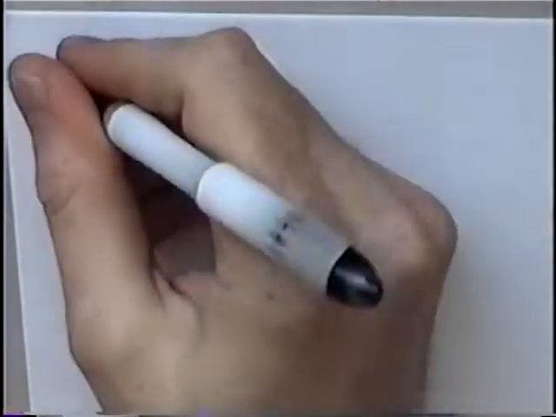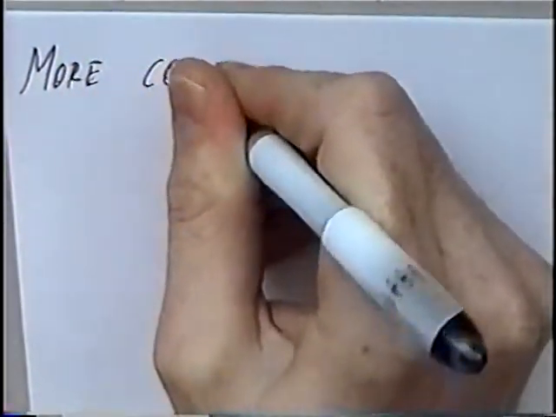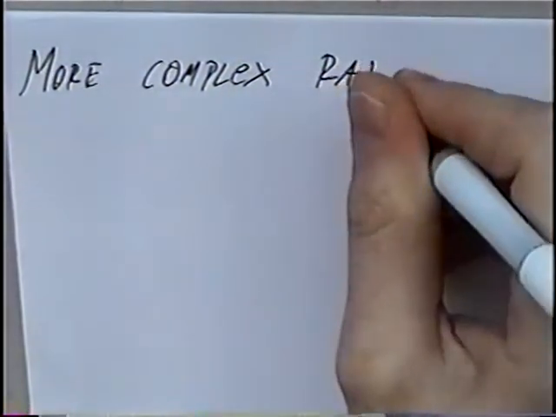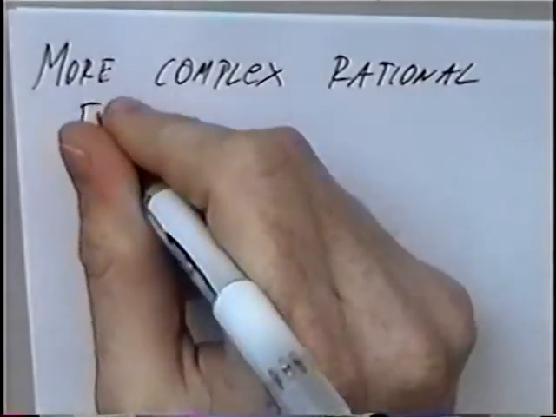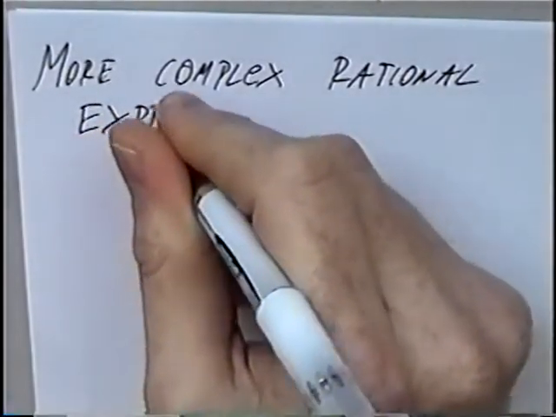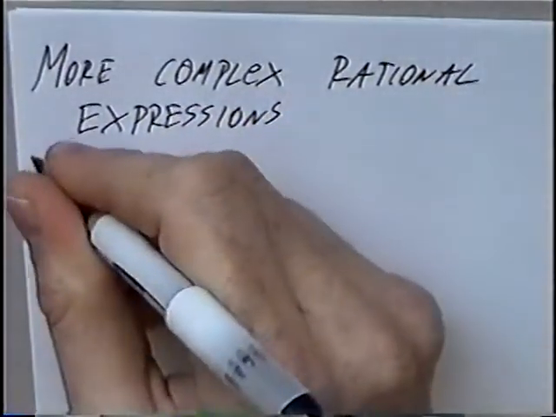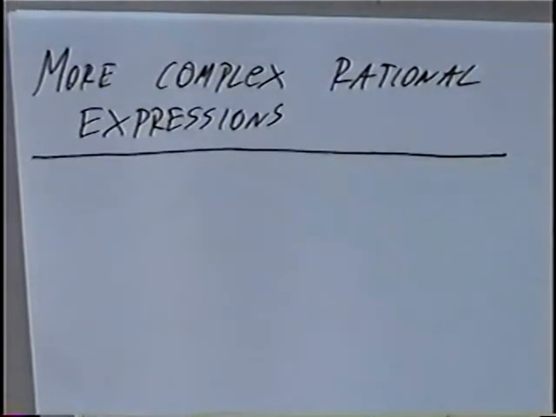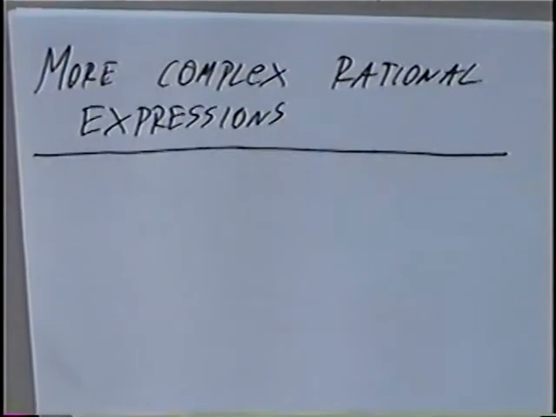Title of the last section today is More Complex Rational Expressions. In this section we'll continue to divide rational expressions. We'll have more complex factoring techniques to simplify the answers.